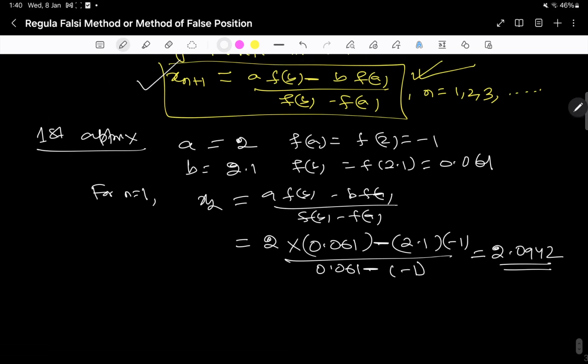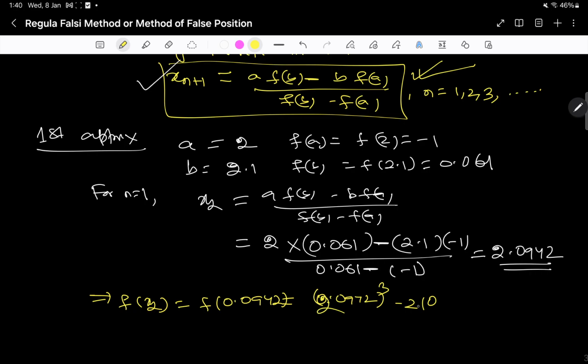Before going to the next step, we just find f of x2, which is equal to f of 2.0942. I must check it. So this is 2.0942 whole cube minus 2 into 2.0942 minus 5. If you simplify it, it will be minus 0.00392. You see it is negative here.